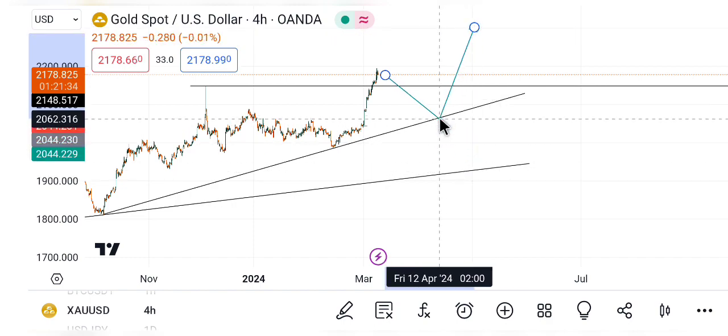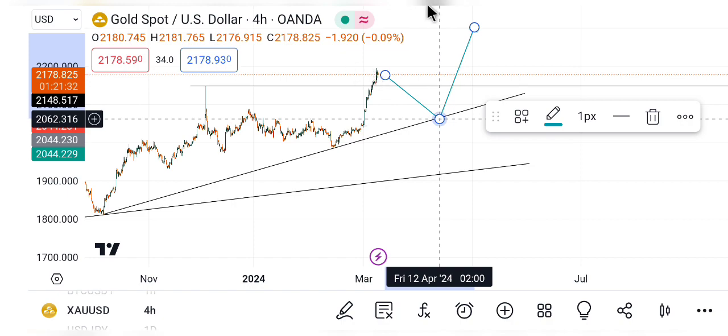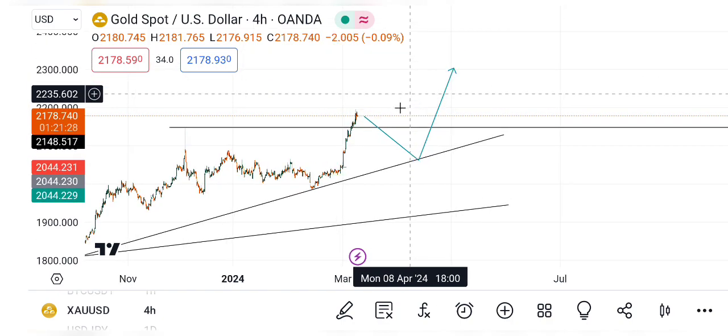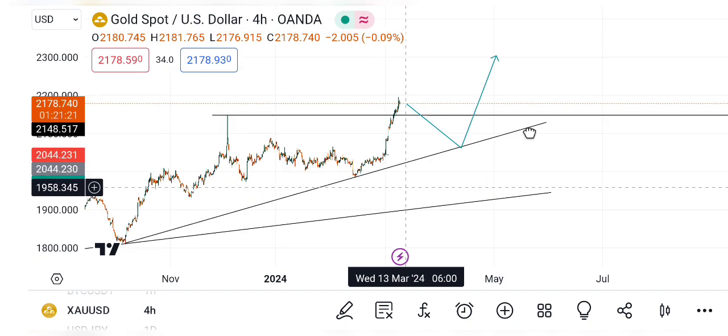Or since it's gold, it can do anything it wants to do. It can continue buying for eternity. So what we're going to do is just wait and anticipate the market. We don't rush into the market. We wait for the market to do what it wants to do before we finally make decisions. So that's it for gold, guys.